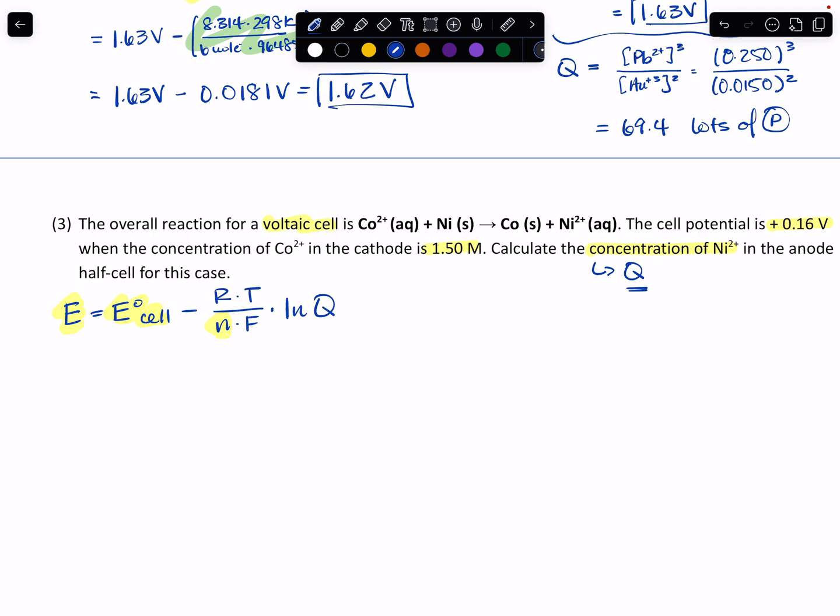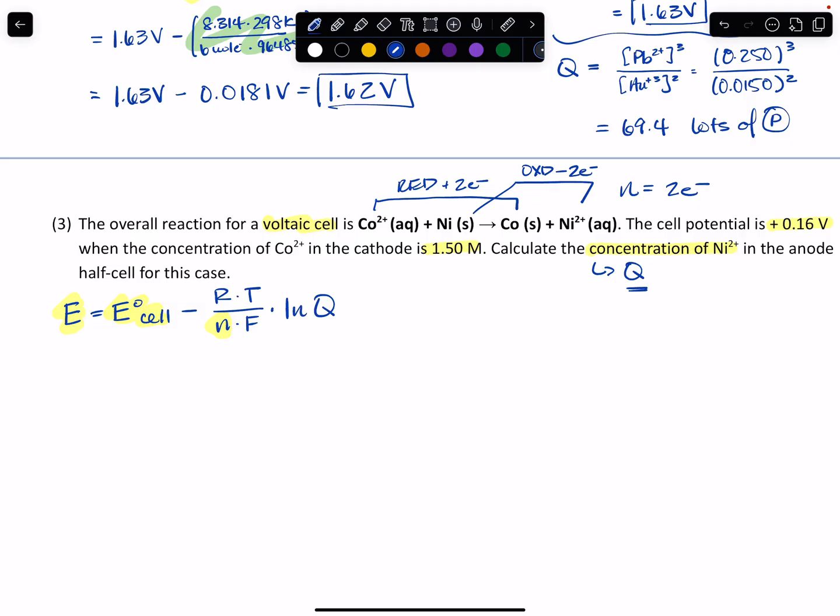Now I see that we do not have these given this time, so let me just write them up here for you. We're going to have cobalt 2+ going to cobalt solid, and that is gaining 2 electrons. So here's your reduction. Then we're going to have nickel going to nickel 2+. So that lost 2 electrons, it was oxidized. So n is going to be 2.